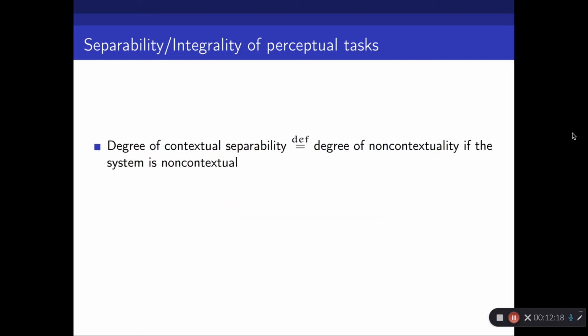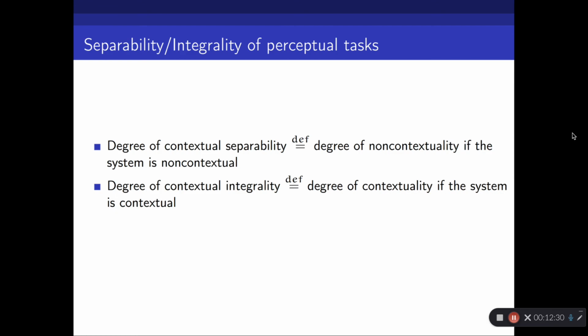We can determine if the system is non-contextual, and if it is, we can measure the degree of its non-contextuality and interpret it as the degree of contextual separability. If the system is contextual, we can measure the degree of its contextuality and interpret it as the degree of contextual integrality. The contextual separability and integrality characterize a system in addition to any direct cross-influences. It is straightforward to measure the degree of the direct cross-influences. I did not discuss this and will leave it undiscussed for the lack of time.